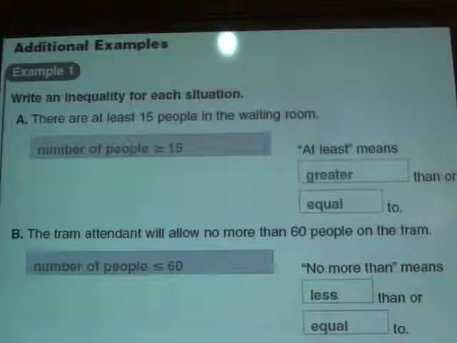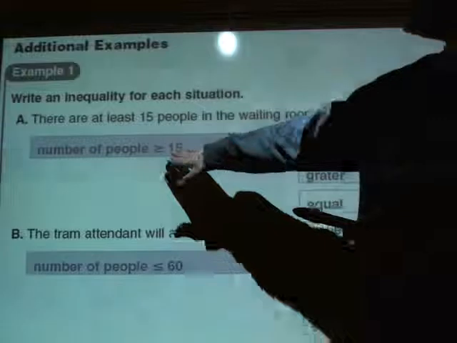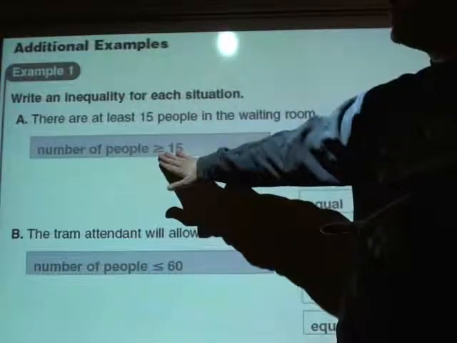So, in the beginning here, they're asking us to write an inequality for this situation. There are at least 15 people in the waiting room. So if there's at least 15 people in the waiting room, that means there could be 15 people, or 16 people, or 17 people, or 18 people, and on up the number line we would go. So we want to somehow say that that number is the same as 15, or something that's bigger than 15. Well, that's of course greater than or equal to, which is the symbol you see in the solution here.